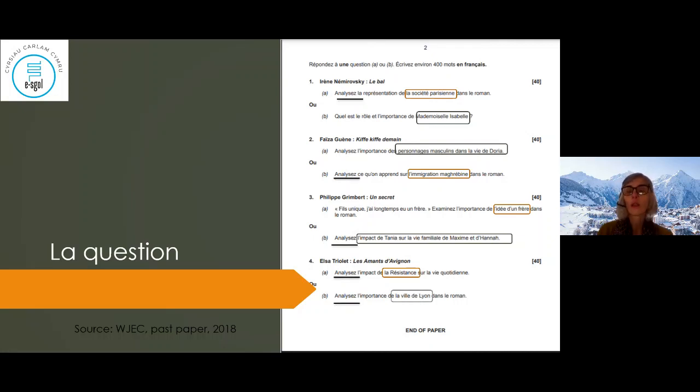The other thing about the essay this year, which is different from last year, is that last year you had to describe. This year you'll have to analyze. So analyzing is a bit more than describing, and we'll see what it means later on.